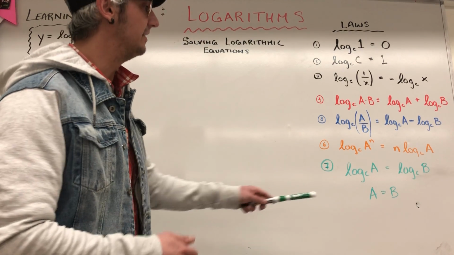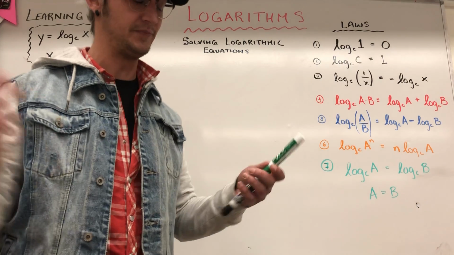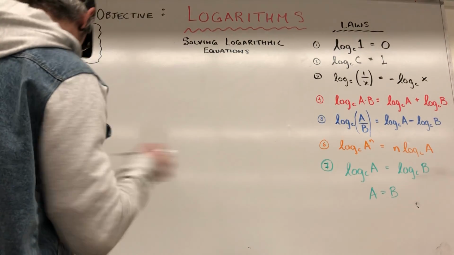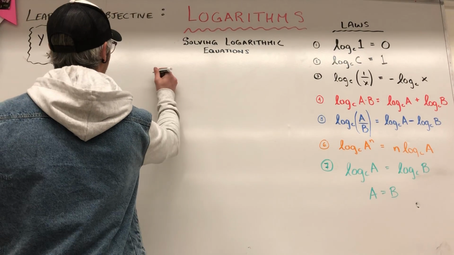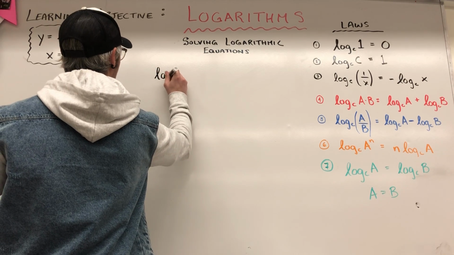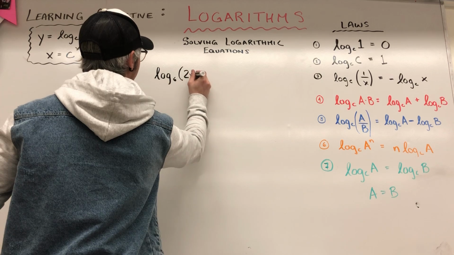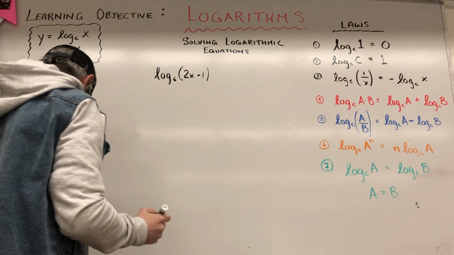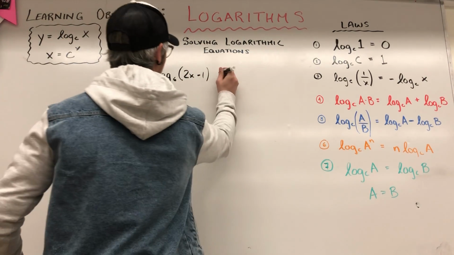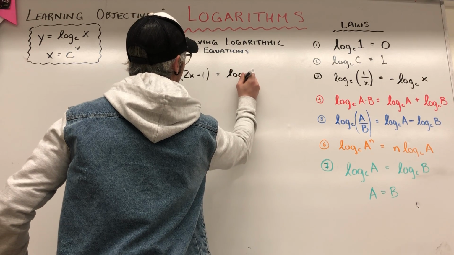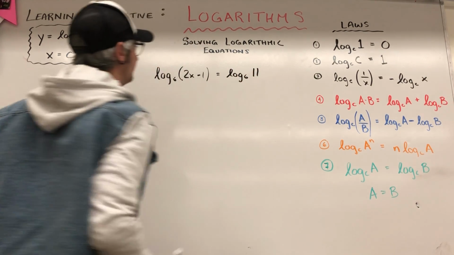Okay, in any case, this is going to come in handy. So let's just start solving logarithmic equations. And I'm going to go straight from the textbook. Let's start basic here, okay? I have log base 6 of 2x minus 1, and that is equal to log base 6 of 11.